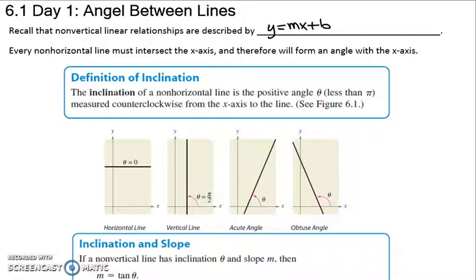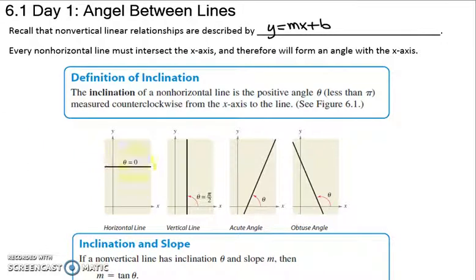So every non-horizontal line has to cross the x-axis. If it's horizontal, it doesn't have to cross the x-axis. But every non-horizontal line has to cross the x-axis, and therefore it's going to make an angle with the x-axis. We're going to use that angle to define something called the inclination. So what's the incline of the line that we just made? So the inclination of a non-horizontal line is the positive angle, theta, that is less than pi, measured counterclockwise from the x-axis to the line. So we're always going to go counterclockwise when we're measuring our inclination.